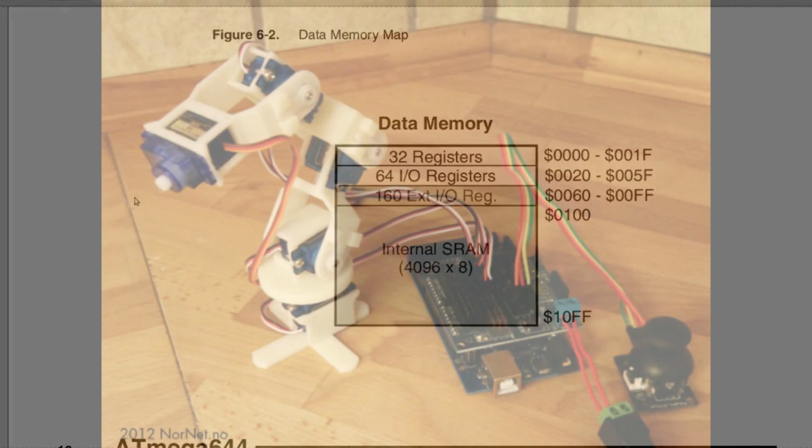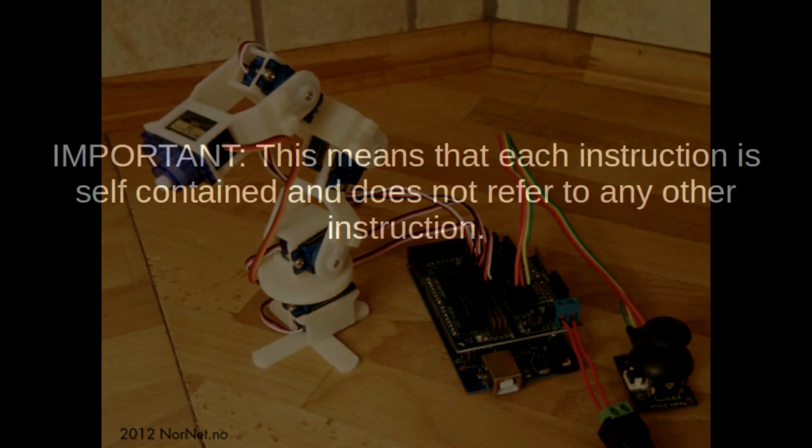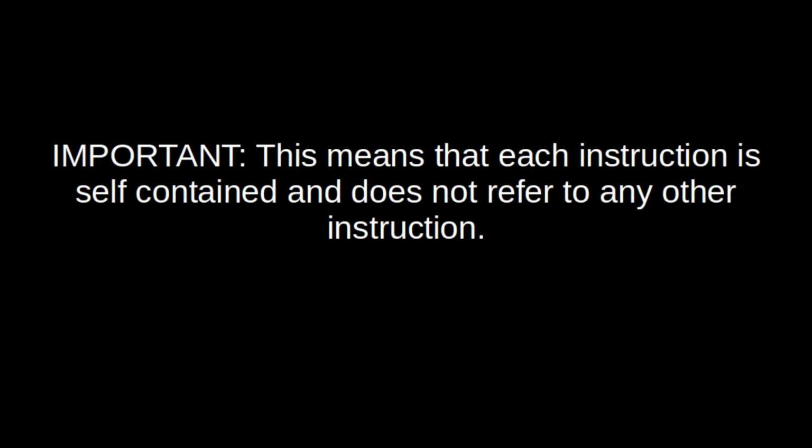This is because the microcontroller is like a one-armed robot. It can only work on one thing at a time, and it can only hold one thing at a time. In order for it to remember something from your instruction, it has to put down the program counter and pick up your instruction. Important. This means that each instruction is self-contained and does not refer to any other instruction. I'll say that again. Important. Each instruction is self-contained and does not refer to any other instruction.